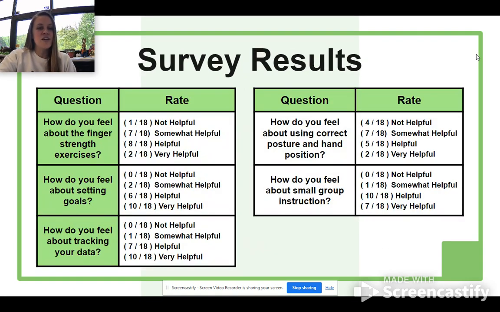Most students ranked finger exercises between somewhat helpful to helpful. Setting goals and tracking data was determined to be helpful or very helpful. Using correct posture and hand position ranked evenly in every rating, and all students found small group instruction to be helpful or very helpful. When asked if they thought they had grown in their typing skills since the process, 17 out of 18 students said yes, while only 1 student said no.